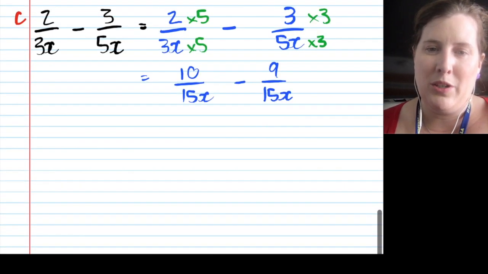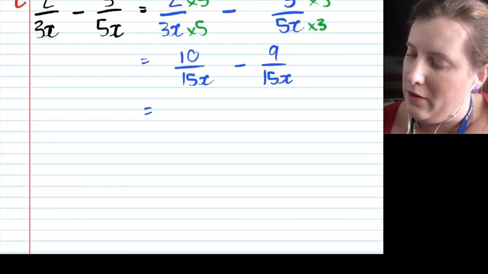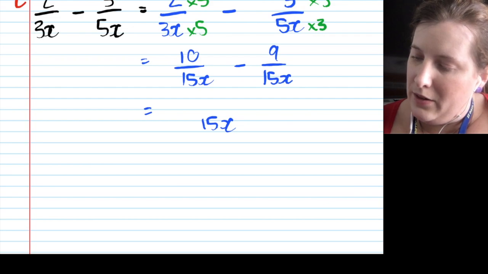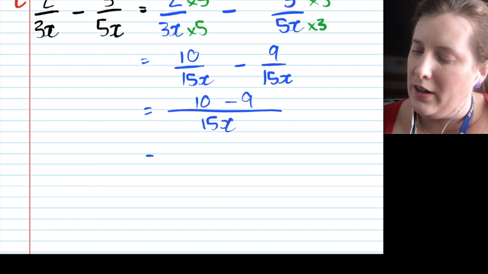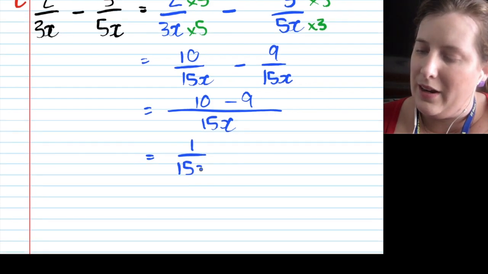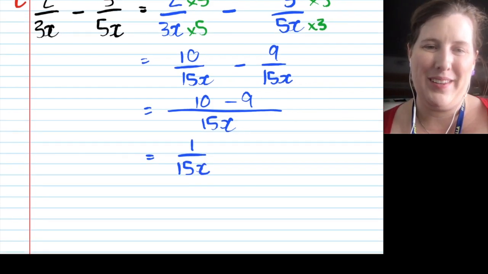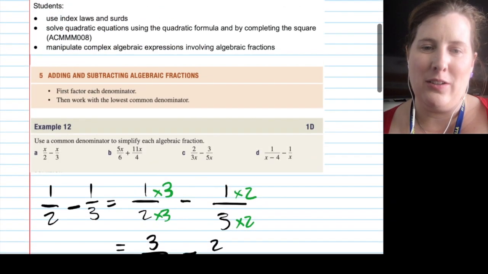Now we've got a common denominator, so I can just put the whole thing over 15x. So we've got 10 minus 9. What is 10 minus 9? Congratulations, we've got 1 over 15x. That's it. Let's go back up and have a look at D.